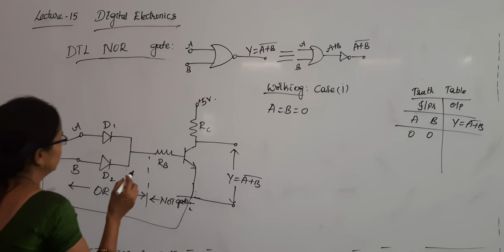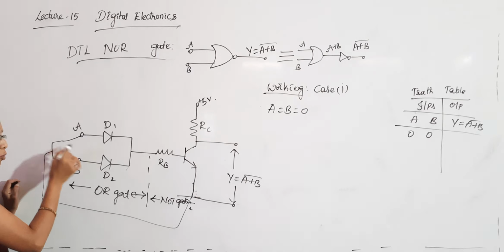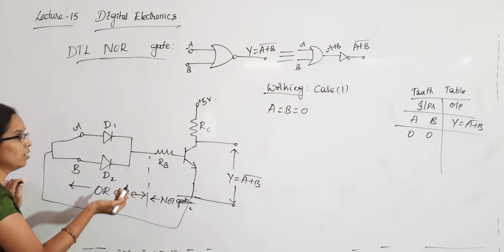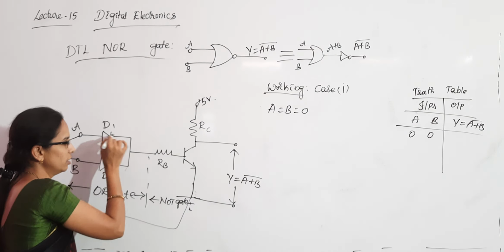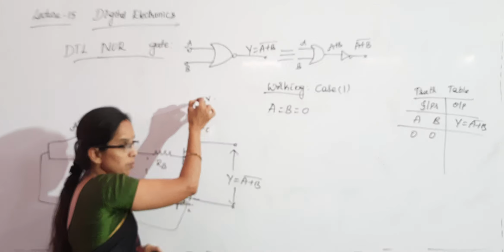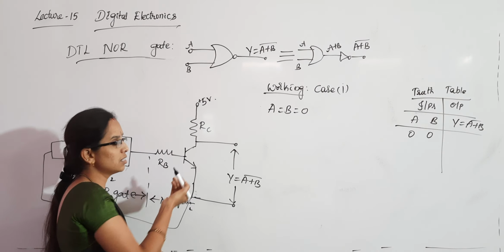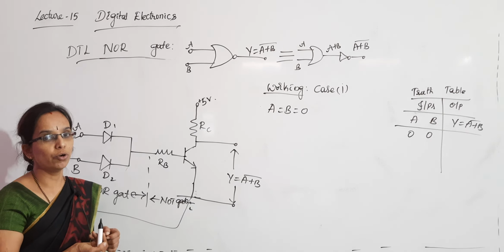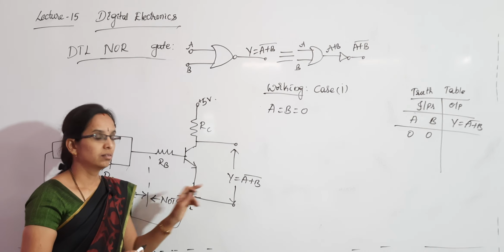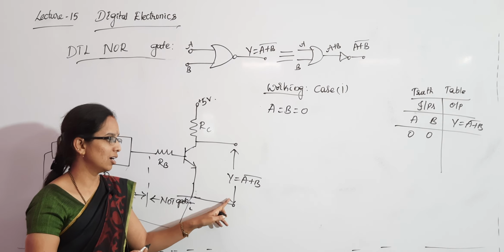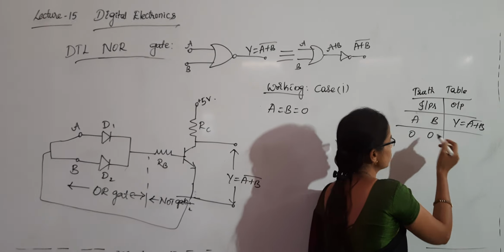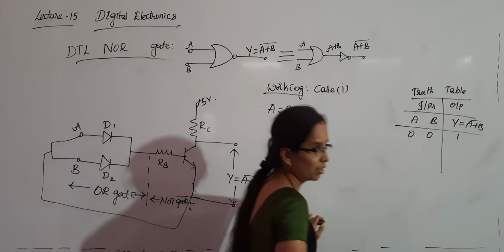In the OR gate we don't have any connection here, so whatever current flows should enter through here only. When both diodes D1 and D2 are reverse biased, no current flows through the diodes and no current will enter the transistor. So whatever current the 5 volt supply is supplying, the transistor will be turned off, in cut off mode. All the voltage appears across the output. So when A is equal to 0 and B is equal to 0, the output will be 1.